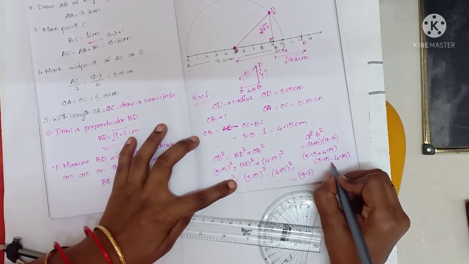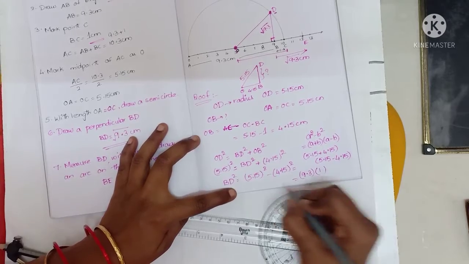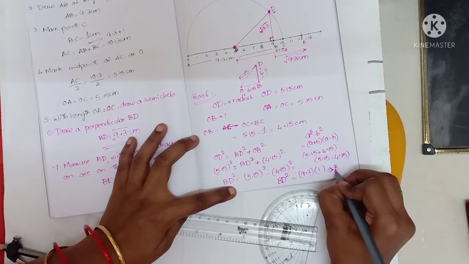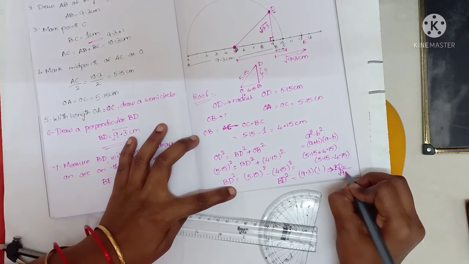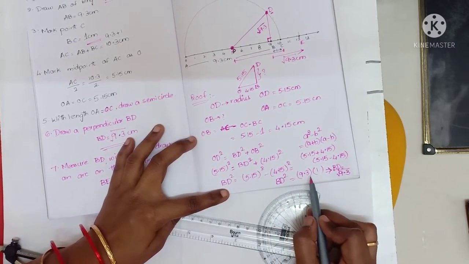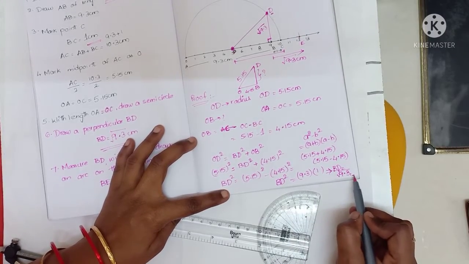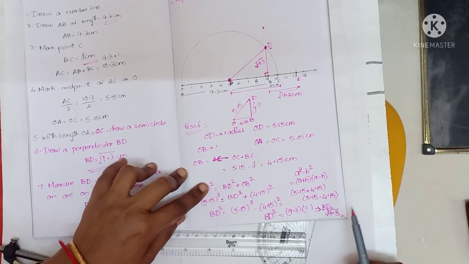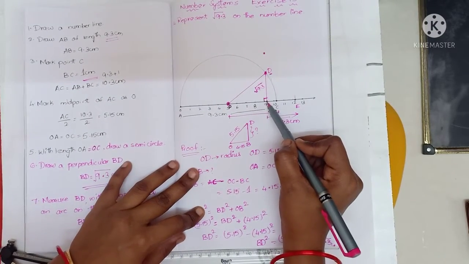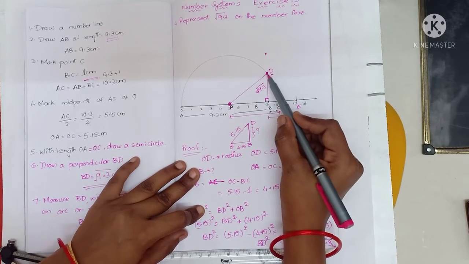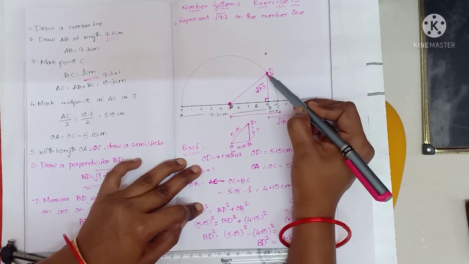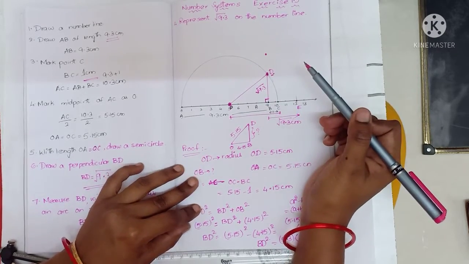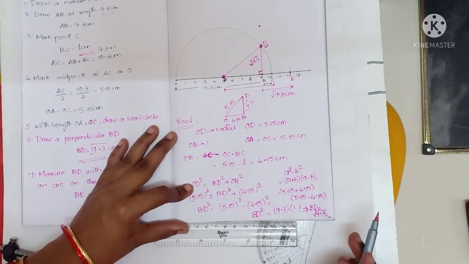9.3 into 5.15 minus 4.15, which is 1. So BD square is 9.3. That means BD is equal to root 9.3. So children, you proved that BD is root 9.3 centimeters. So when we draw a perpendicular from B, the point where it touches the semicircle is D, and this BD will be root 9.3 centimeters. We also showed the proof here.